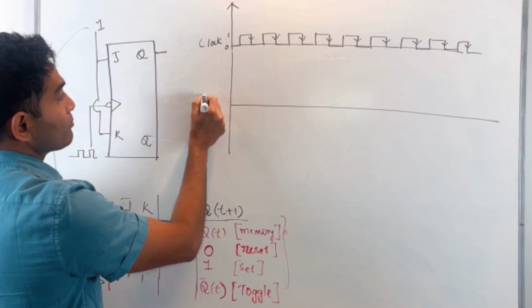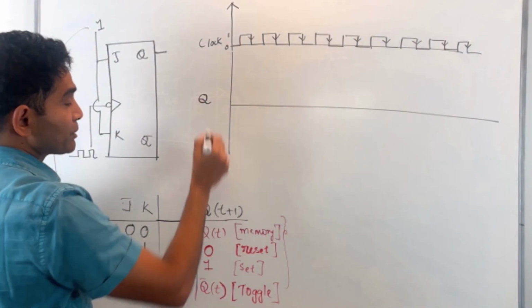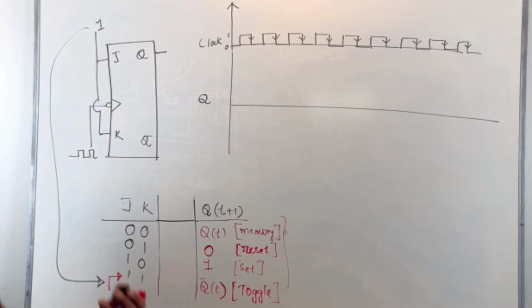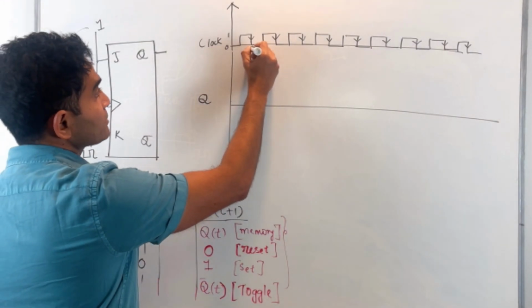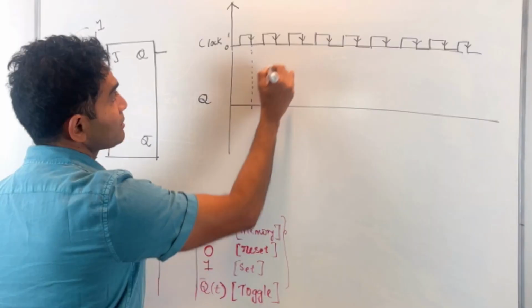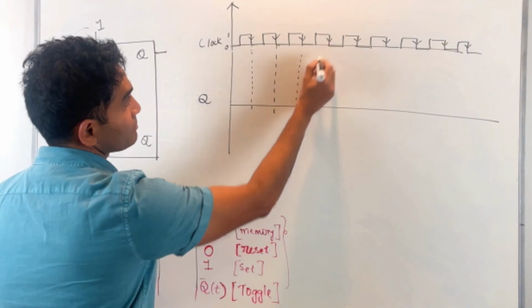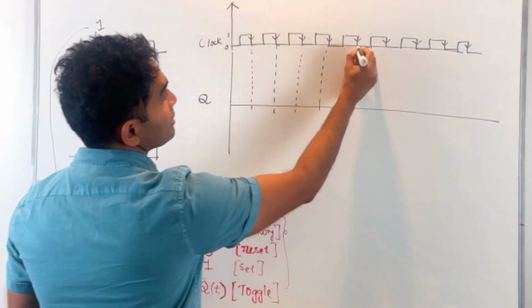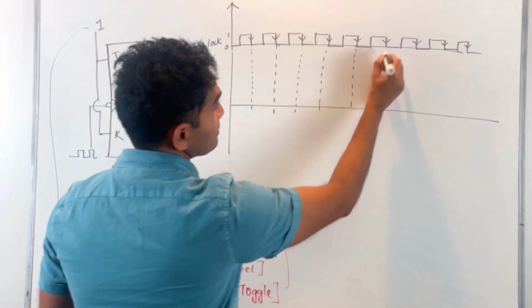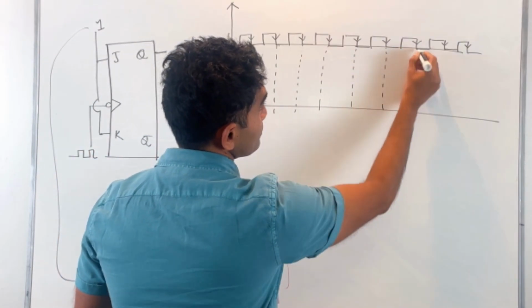And I'm monitoring Q as a function of time. Again, these are my active edges. I assume that Q was 0 to start with. At time t equal to 0, I assume my Q to be 0.